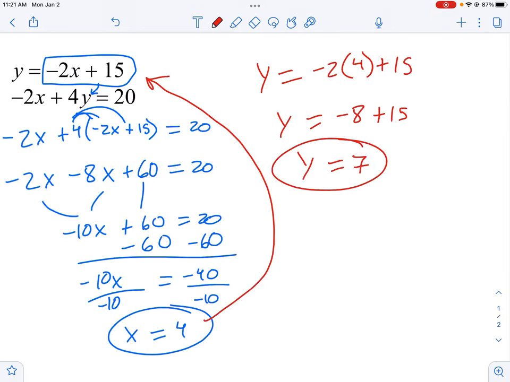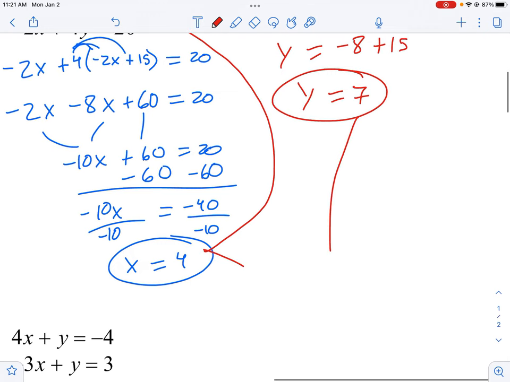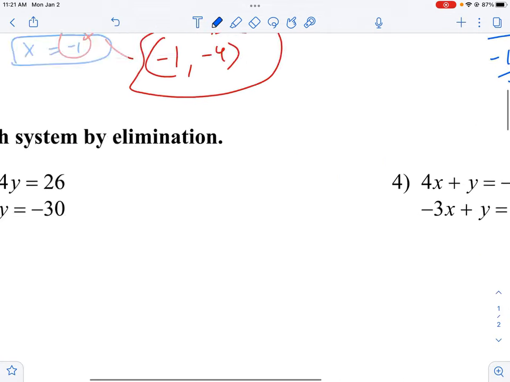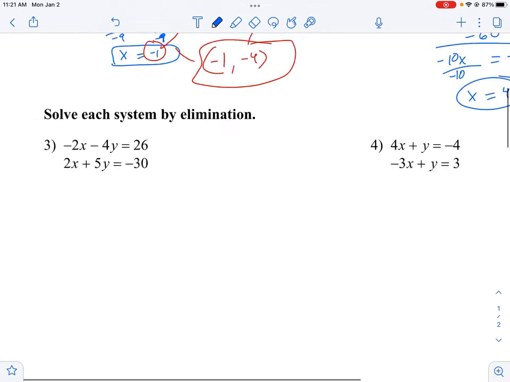Hooray! I got my y value, I got my x value, so I can put them together and write out my point. So it's going to be 4, 7. Hooray! Let's jump to the next ones. These ones say to solve by elimination.